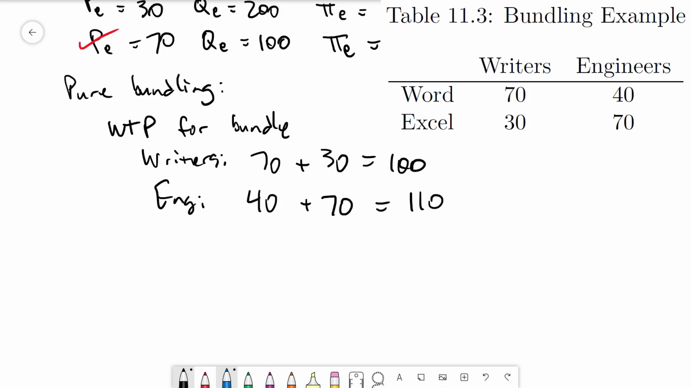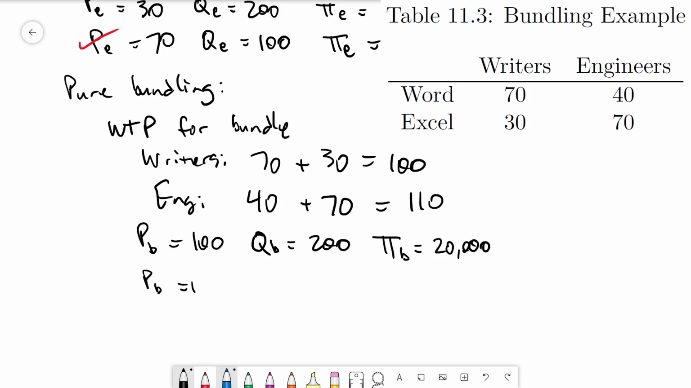We now have the two prices that we need to try for the price of the bundle. We can charge 100 for the bundle, which gives us a total quantity of 200. We're selling to both segments. We will make a profit of 200 times 100, which is 20,000.